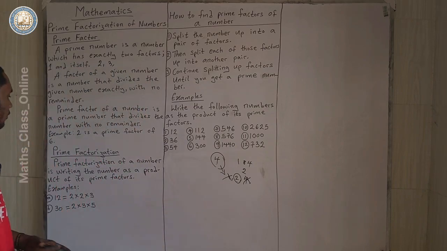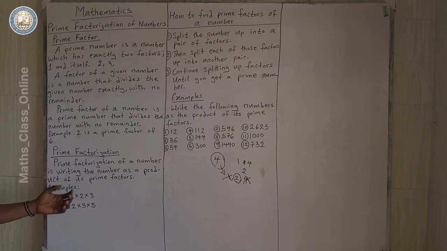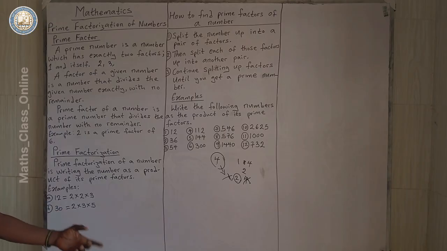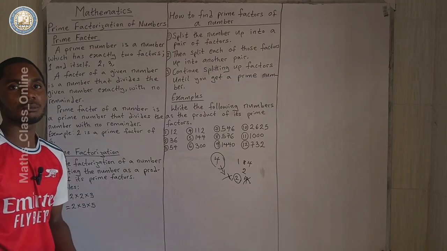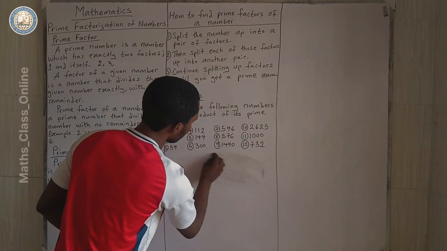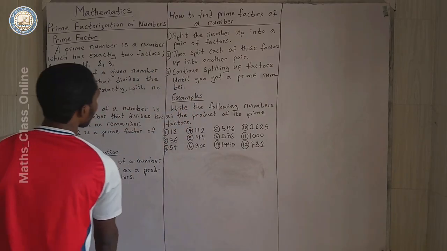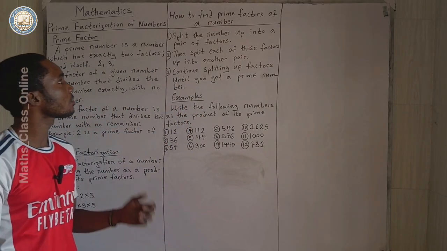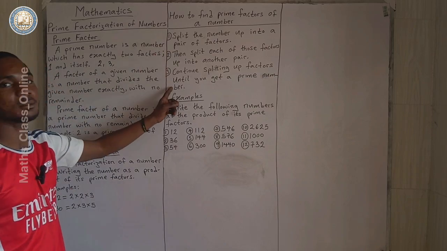We then move on to prime factorization. Prime factorization of a number is writing the number as a product of its prime factors. Examples, 12 can be written as 2 times 2 times 3. 30, 2 times 3 times 5. How to find prime factors of a number? To find prime factors of a number, we follow these steps.